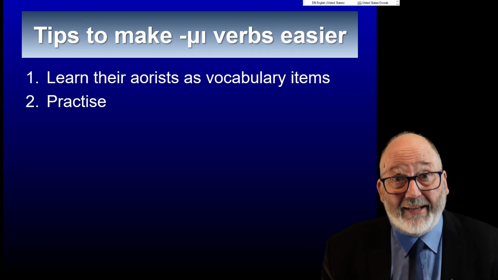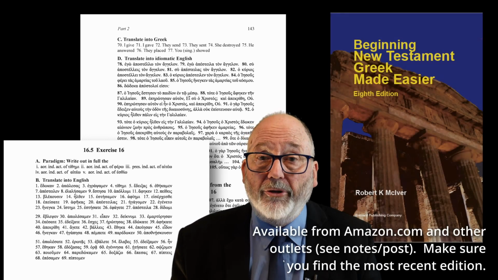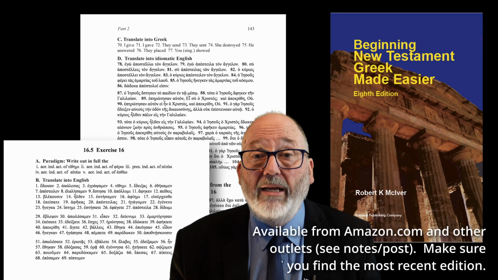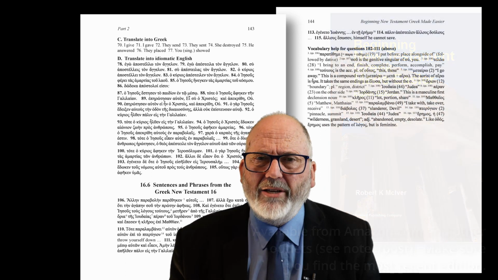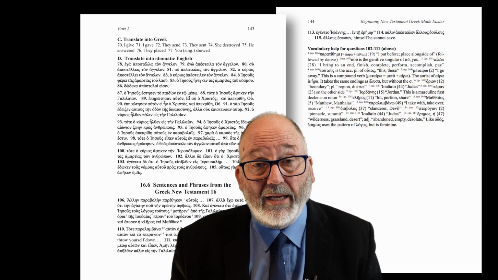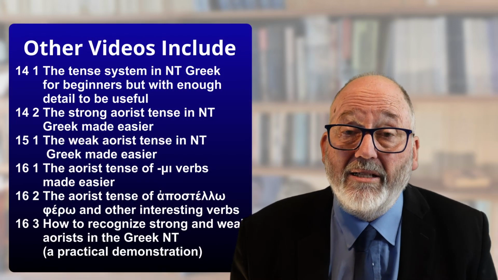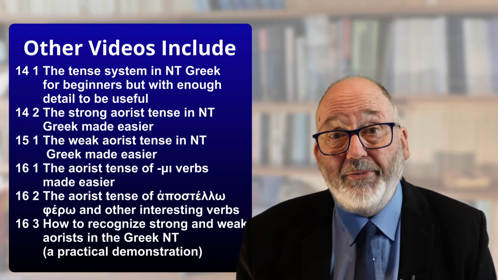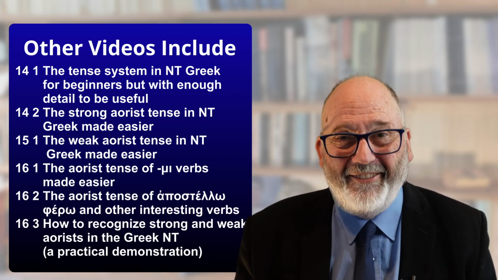And no doubt you'd like to practice them. So let me recommend the exercise in chapter 16 of my book, Beginning New Testament Greek Made Easier. There you will find an exercise that looks at using the mi verbs in their aorist tenses and gives you practice, and also has a section where you can find some examples from the New Testament where the aorist and mi verbs are used. This video is part of a series of videos, including a video on the tenses in general, followed by separate videos on the weak aorist and the strong aorist, this one on the mi verbs, and there's one more to come on interesting verbs that we haven't yet covered.